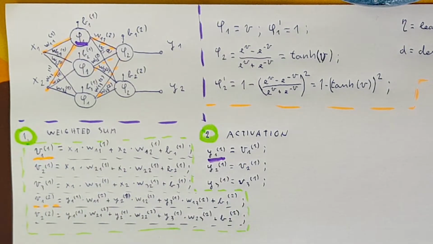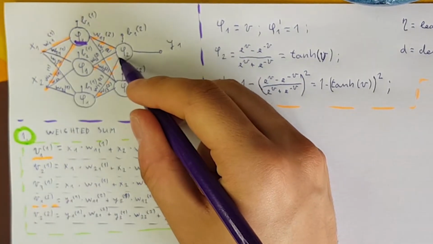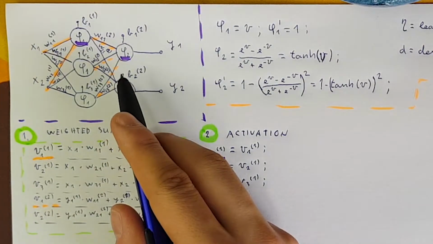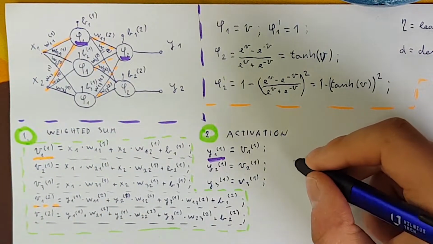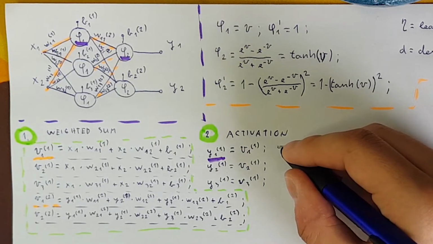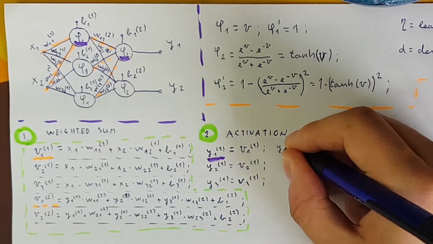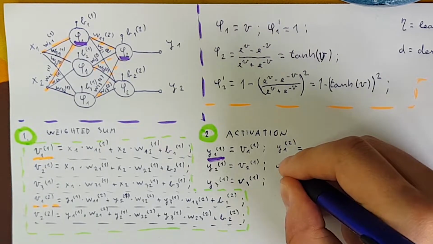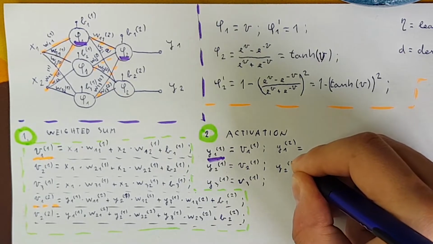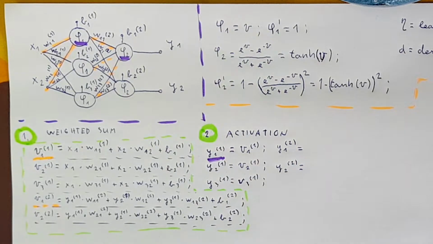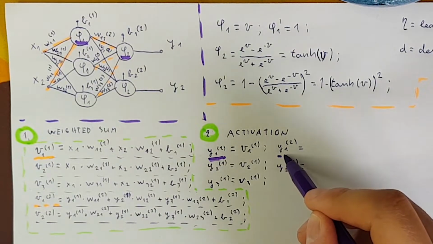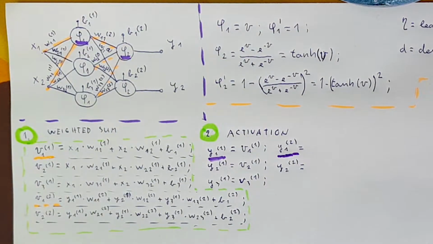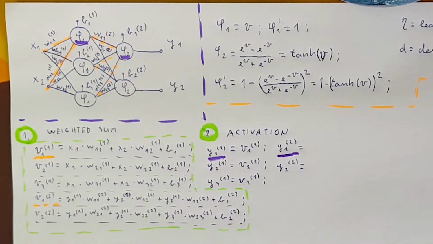Now, let's do the activation functions for the second layer neurons. So here, the second layer neurons activation would look like this. Y1 of the second layer and Y2 of the second layer. So Y1 of the second layer will be marked down like this.